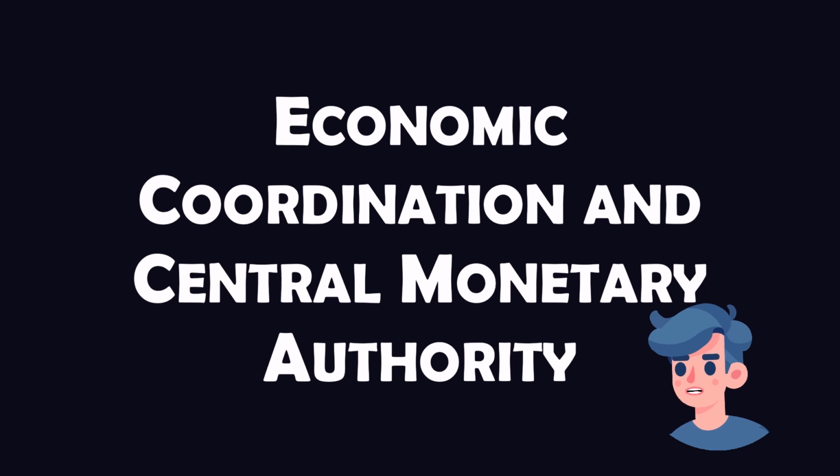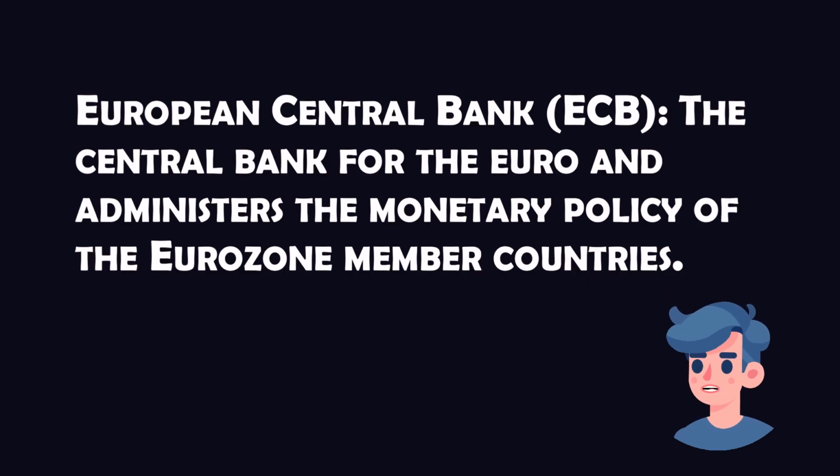But how exactly do members of a currency union achieve economic coordination? They typically establish a central monetary authority, such as the European Central Bank, ECB, in the Eurozone, responsible for setting monetary policy and regulating the money supply across all member countries.